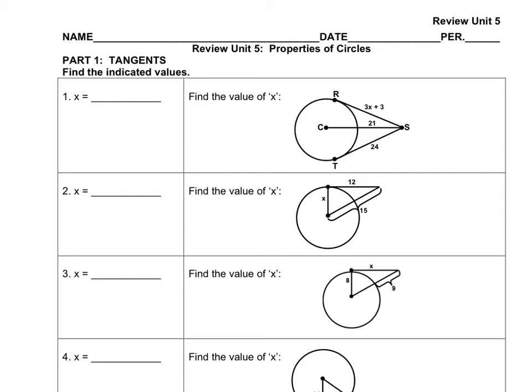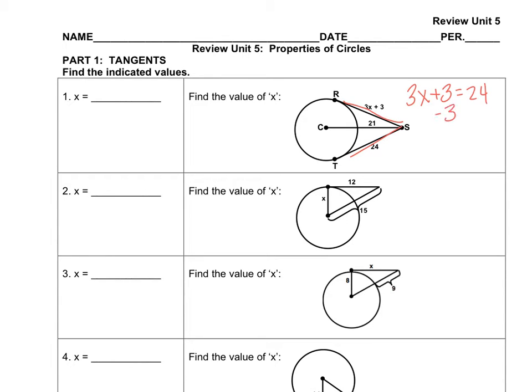Okay, so on the first one it says find the value of x. Well, you have this exterior point right here, and this exterior point forms two tangents, SR and ST. Remember, a tangent is a line or a segment that touches the circle once. There's a theorem that says for any exterior point with tangents to the circle, those segments are congruent. So you know that 3x plus 3 is congruent to 24. Since it's congruent, set it equal to each other. So 3x plus 3 equals 24.